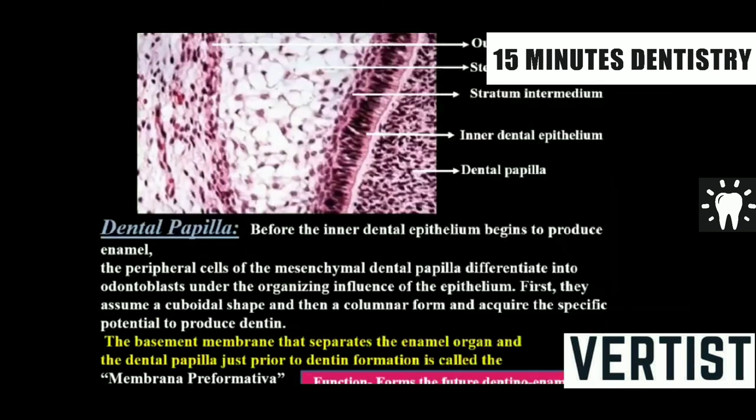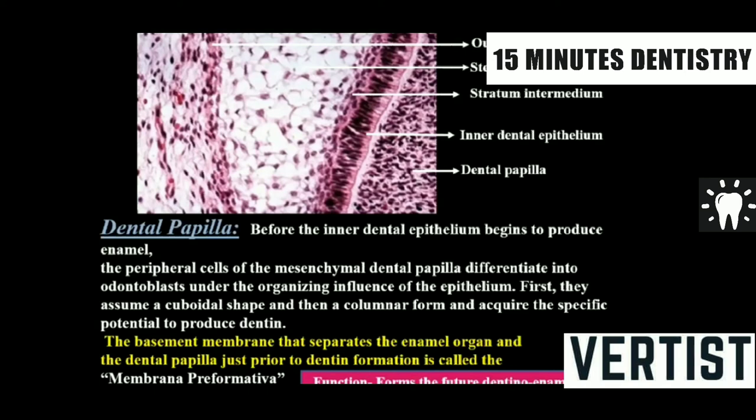Next is the dental papilla. Before the inner dental epithelium begins to produce enamel, the peripheral cells of the mesenchymal dental papilla differentiate into odontoblasts. Remember one thing, although enamel is on the surface of the tooth, the first structure which you come across, supported by dentine, in reality, dentine always forms first. Remember that much. If they ask in the exam which tissue forms first, you should say dentine forms before enamel, or enamel forms after dentine.